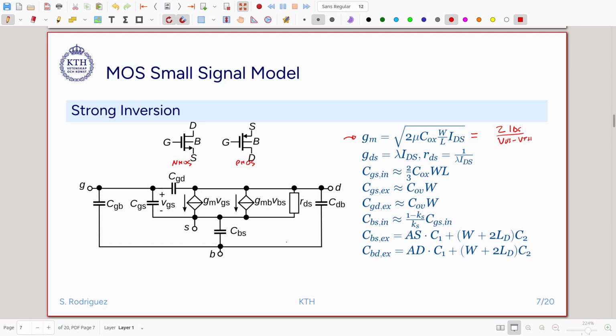And then we also have another transconductance that depends on the bulk to source voltage. This transconductance is small, but it exists. However, for most of the things that we are going to do, we are going to disregard this one, and assume that the bulk and source voltage is the same. So when it's the same, this is equal to 0. We're going to make a small mistake, but at the end of the day, we will see that it really doesn't affect our design.